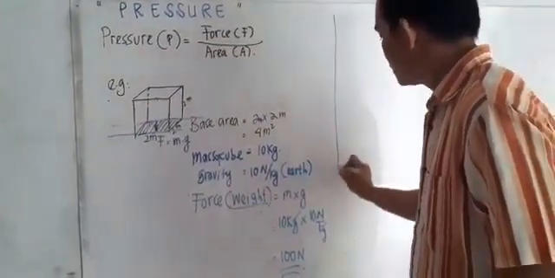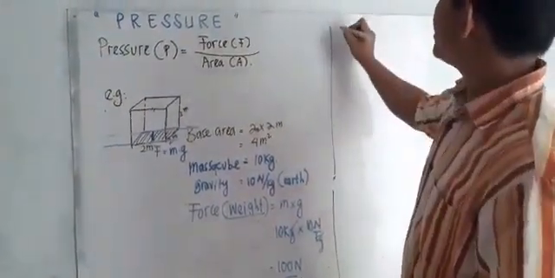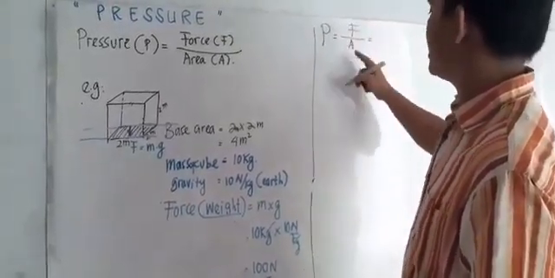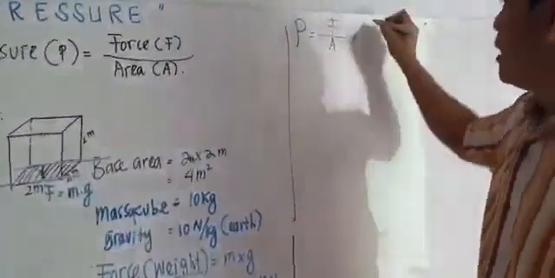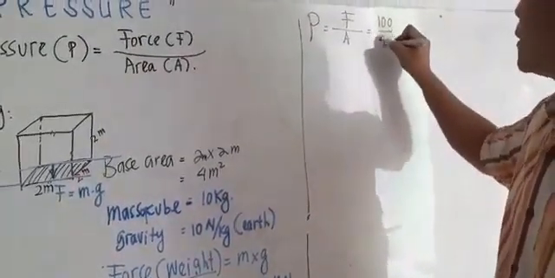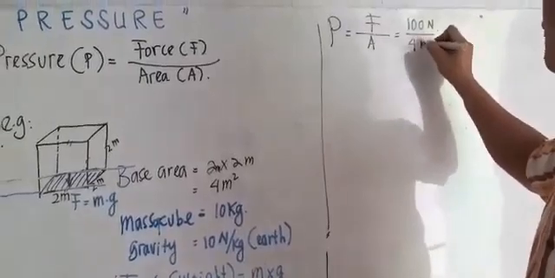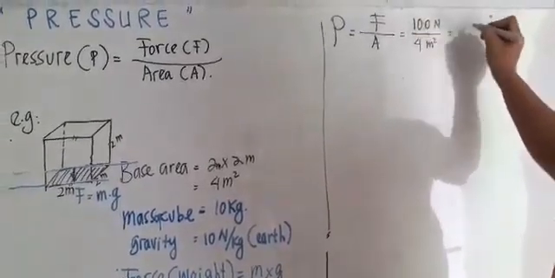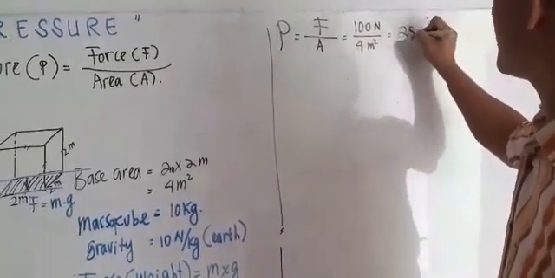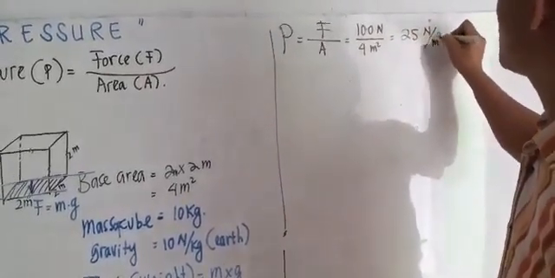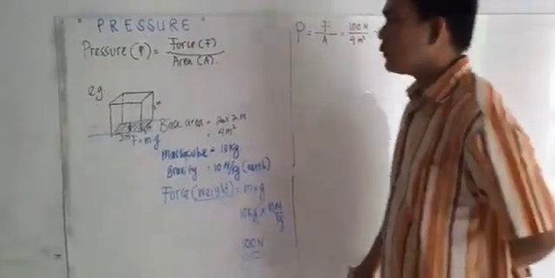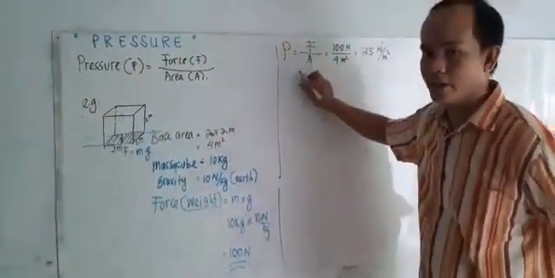So what is the pressure? The pressure is the force divided by the base area, which is 100 Newton divided by 4 meters squared. 100 divided by 4 is equal to 25 Newton per meter squared. Okay, let's compare to another object.